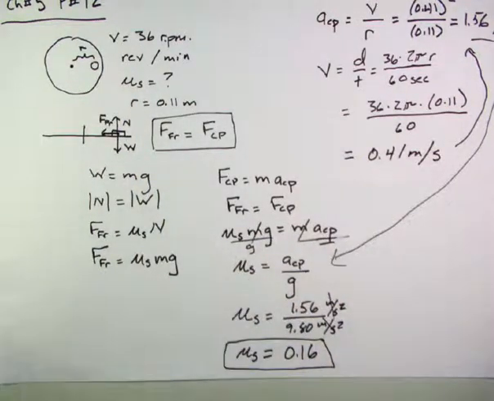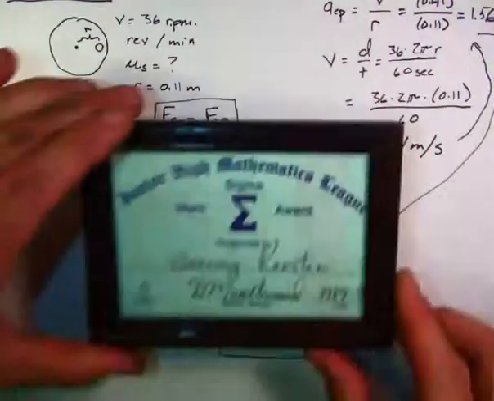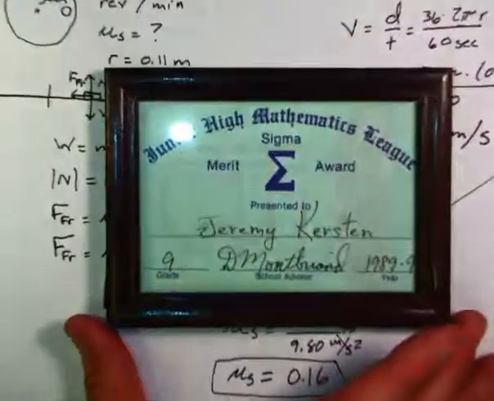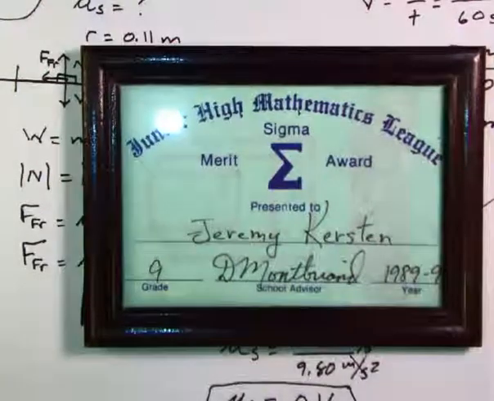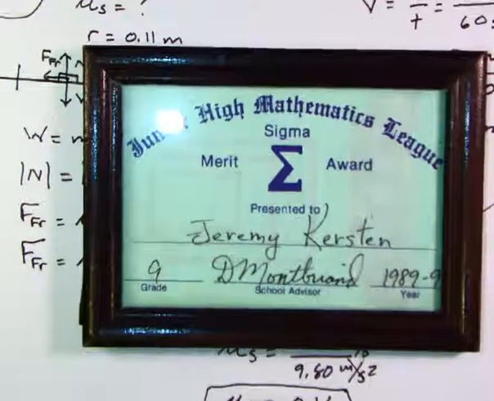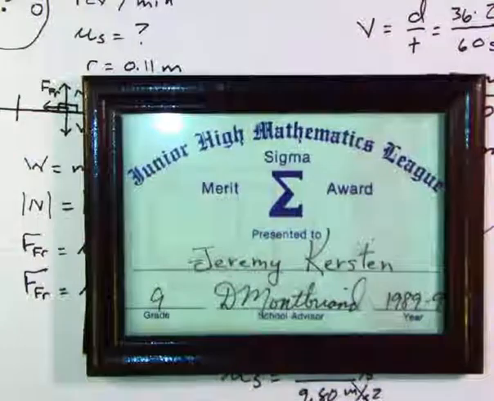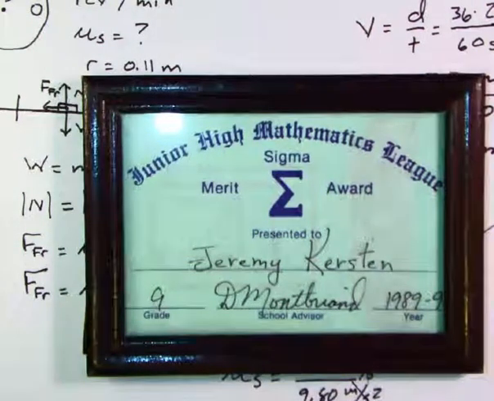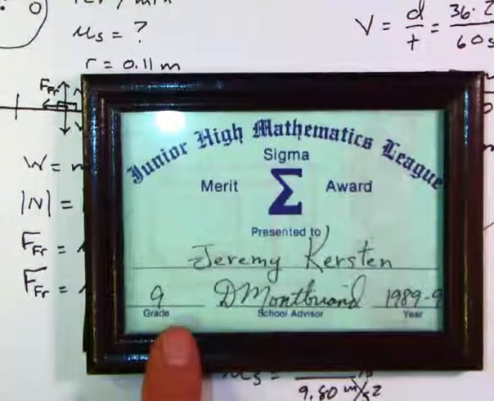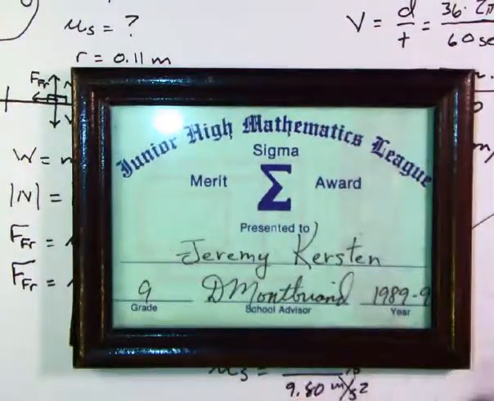Great problem. And as your reward, young physicists, for watching such a great problem, I have a prop here from way back when. This is Mr. Kirsten's Jefferson High School Math Team Award. This is my junior high mathematics league Sigma Merit Award for my math team performance on the 9th grade math team at Jefferson with my math advisor, Mr. Montbryan. So there you go.